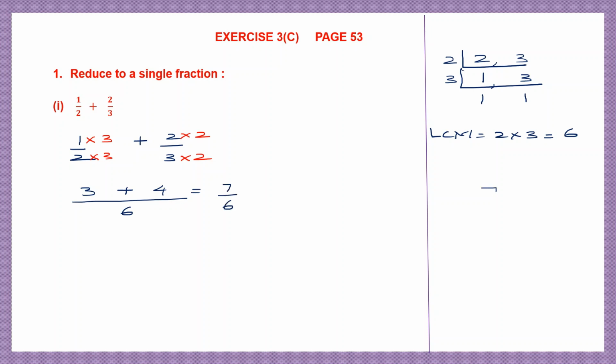7 by 6 is an improper fraction. We'll convert it to a mixed number. 6 ones are 6, 7 minus 6 is 1. So here our mixed number will be 1, which is the quotient, 1, which is the remainder, and 6, 1 1 by 6. So this is our final answer.